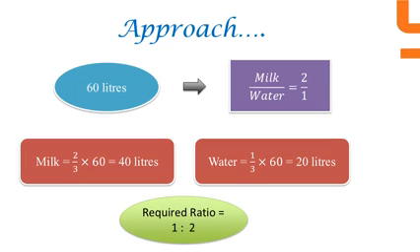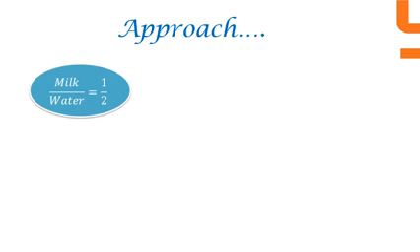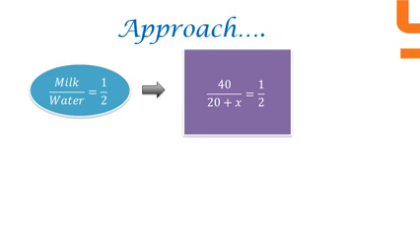So the new ratio required is 1:2. Milk by water is equal to 1/2. We have the quantity of milk available as 40 and the quantity of water available in the mixture as 20, and some more water has to be added, which can be represented as x liters. So the ratio becomes milk by water is equal to 40/(20 + x), and the ratio should be equal to 1/2. So this is the equation we have derived from the statement given.